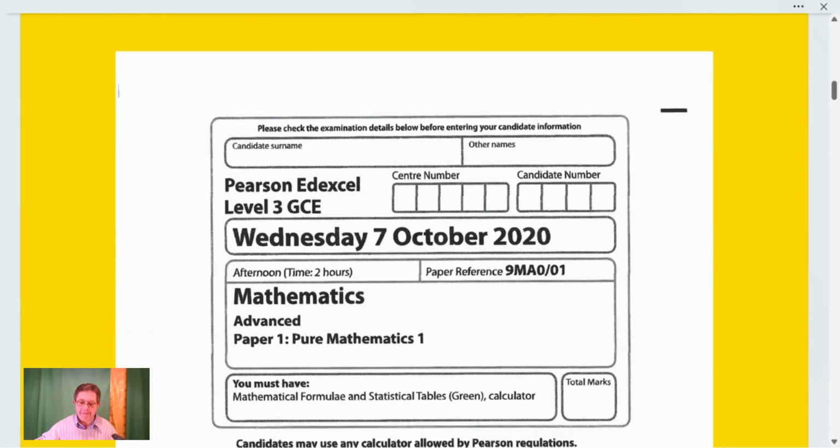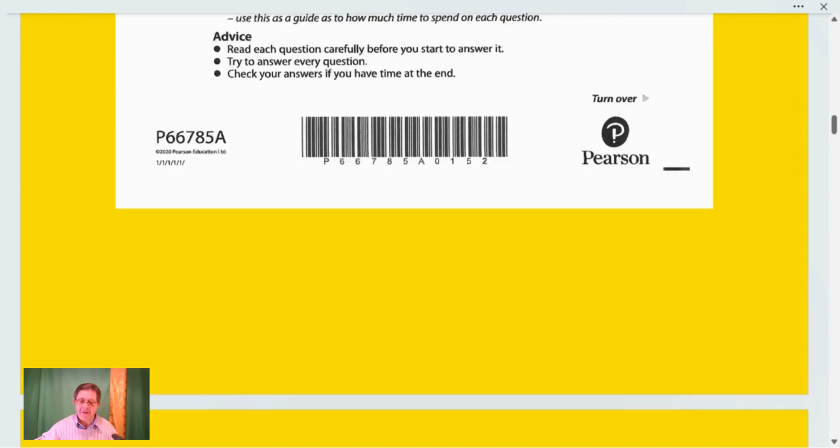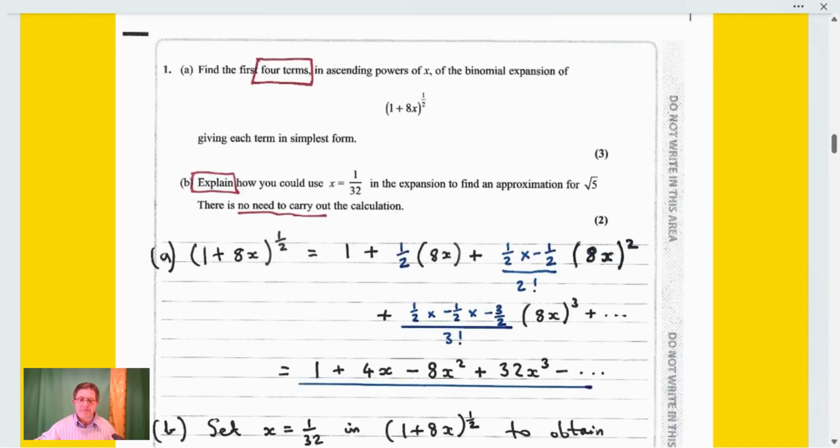The first question in this paper is based on the binomial expansion. Find the first 4 terms in ascending powers of x of the binomial expansion of (1 + 8x) to the half, giving each term in its simplest form.